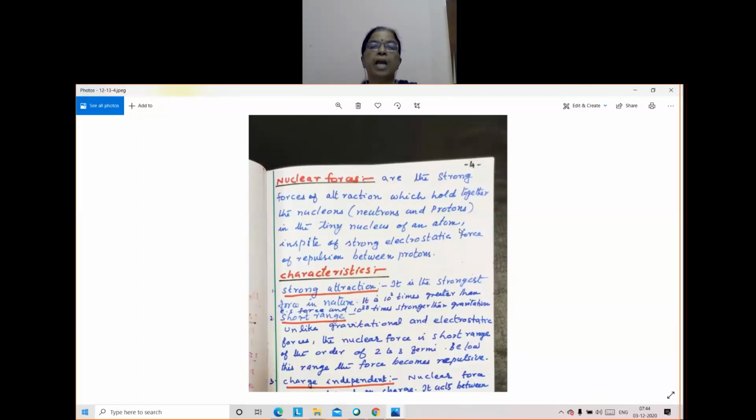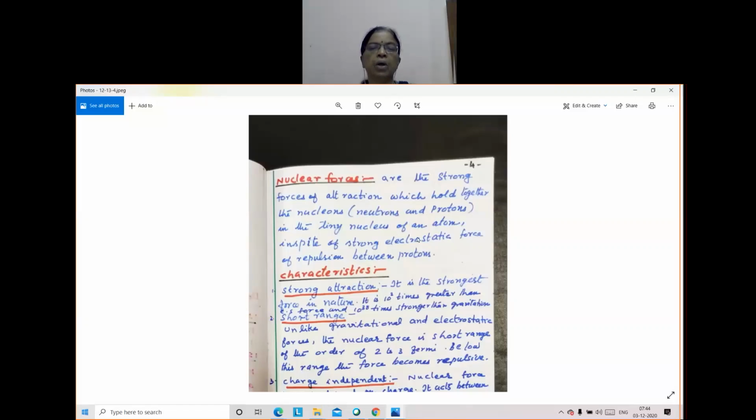About nuclear force: there are neutrons and protons inside the nucleus. Neutrons are neutral, with no charge, but protons are positively charged. So there will be an electrostatic force of repulsion. But something extra is holding the nucleons together. That is the binding energy. What is the cause of this binding energy, which binds all these protons together inside the nucleus? That is what we have to study here.